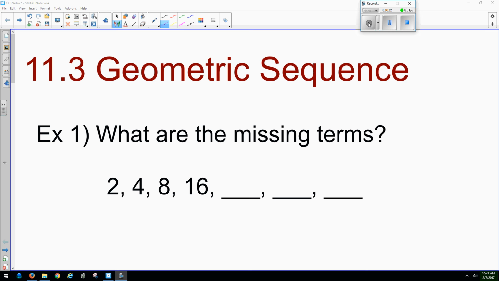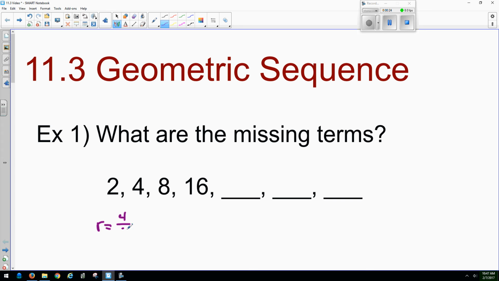Today we're talking about geometric sequences. If you remember, in an arithmetic sequence, to get to the next term, we're going to add the same number each time. In a geometric sequence, we're going to be multiplying by the same number each time. And that number is called the common ratio. To get that number, we're just going to take the second term and divide it by the first term.